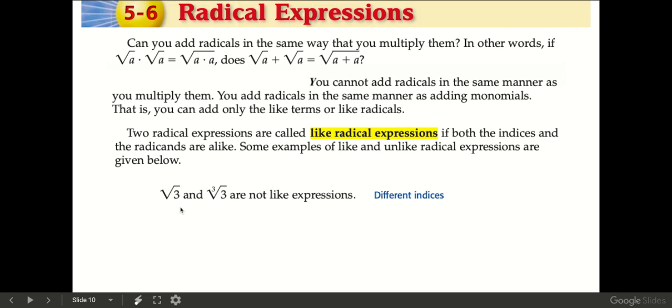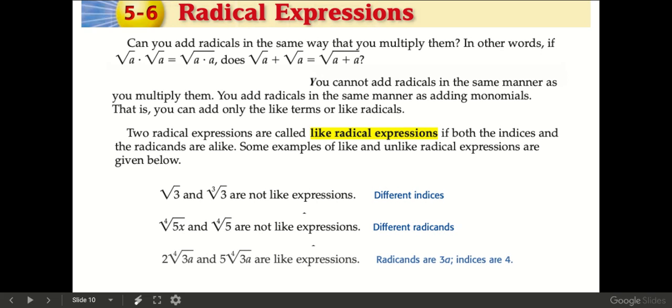Like if I have radical 3, or square root of 3, and cube root of 3, these are not like expressions. These are not like terms. So I could not add those together. If I had the fourth root of 5x and the fourth root of 5, again, these are not like expressions. And if I had 2 times the fourth root of 3a and 5 times the fourth root of 3a, these are like expressions. So these I could combine together.